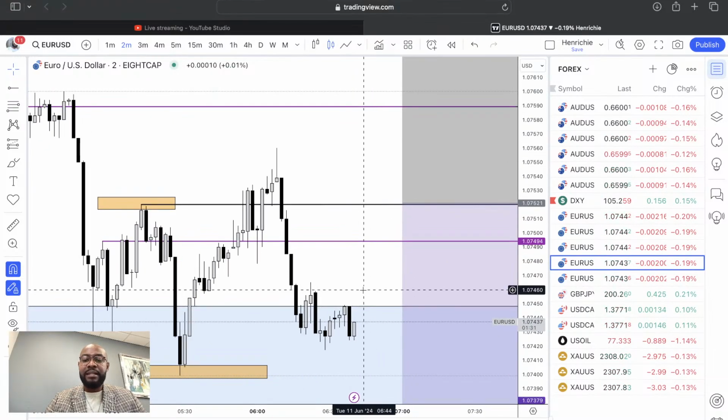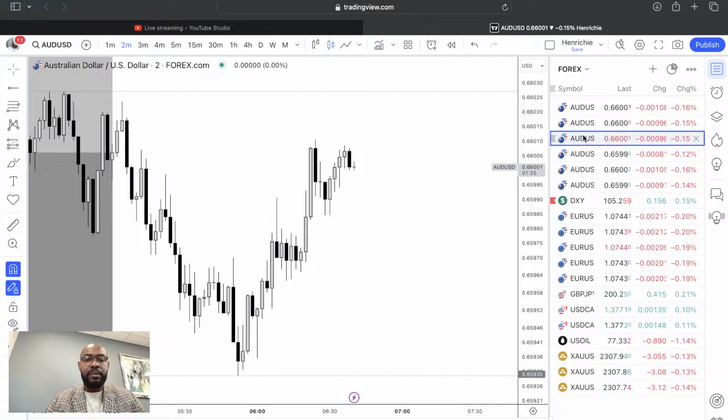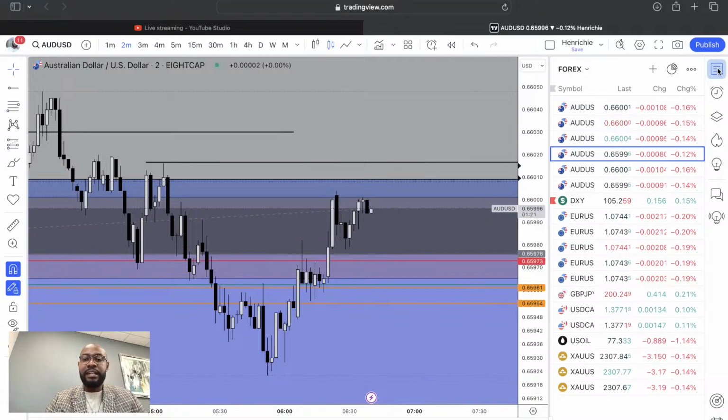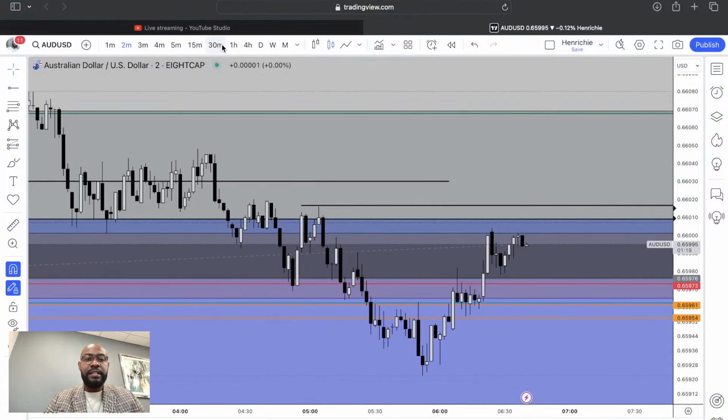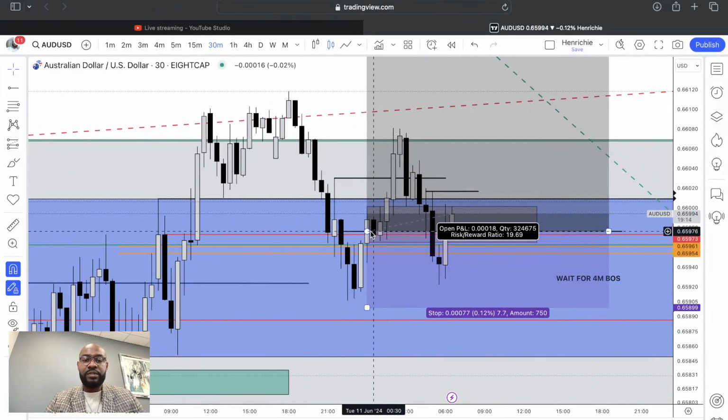So that is my analysis on Euro US dollar and what I'm watching to see. Another one I'm also going to talk about is our trade entry on Aussie. As you can see, the trade entry on Aussie right here was our entry position. This was our entry, stop loss right here.